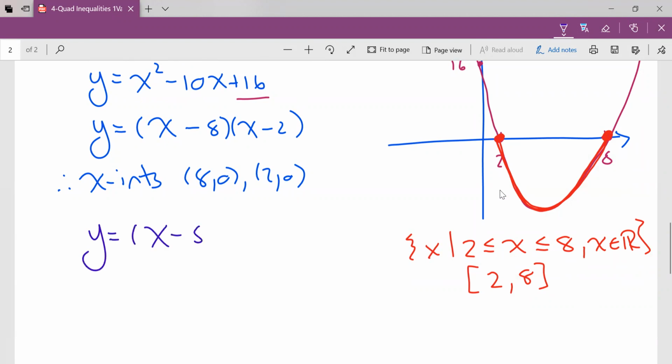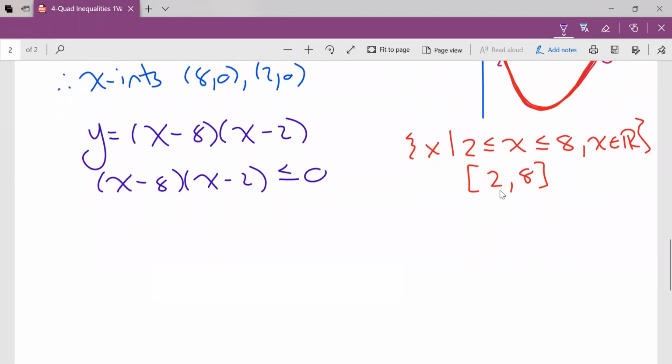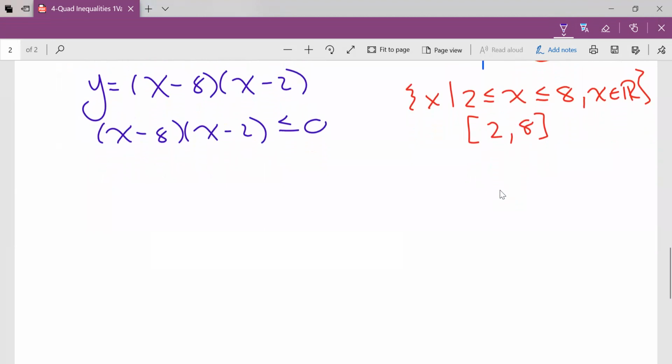Okay, we had this thing factored, correct? That's what we had when we factored it. But the inequality we had was this, x minus 8, x minus 2, and we wanted less than or equal to 0. So we're still going to factor it. And now what we're going to do is a sign analysis. Okay, a sign analysis.